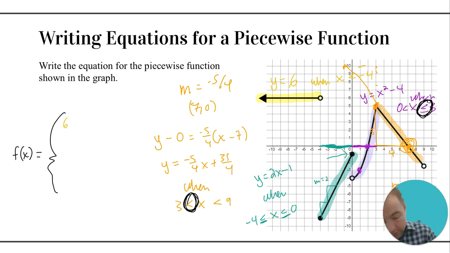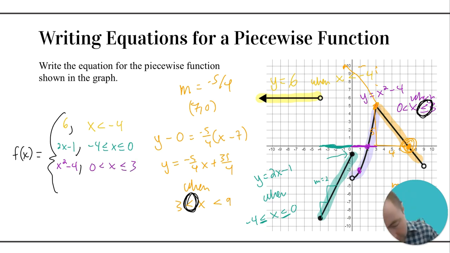So it equals 6, and then you put a comma, and then specify the domain on which it equals 6. And so we said that it was supposed to be when x is strictly less than -4. And then also it could equal 2x minus 1, and then you can put a comma, and that was when -4 was less than or equal to x, and also less than or equal to 0, right? And then it also equals x squared minus 4, and that was specifically when 0 was strictly less than x, which was, we said, less than or equal to 3.